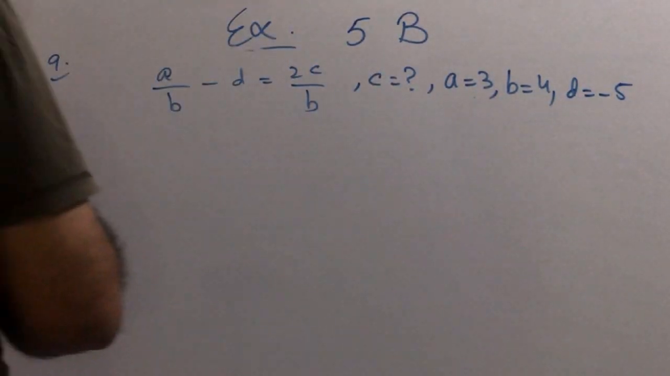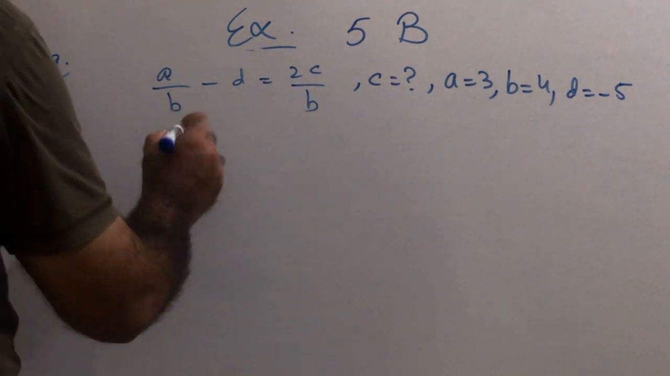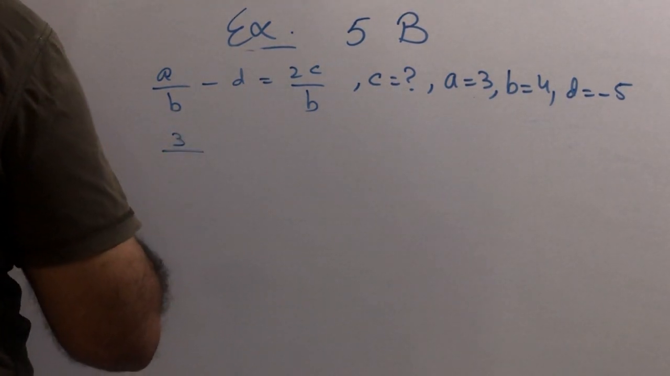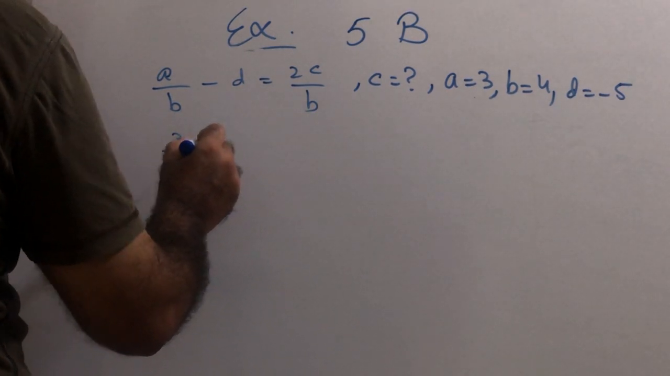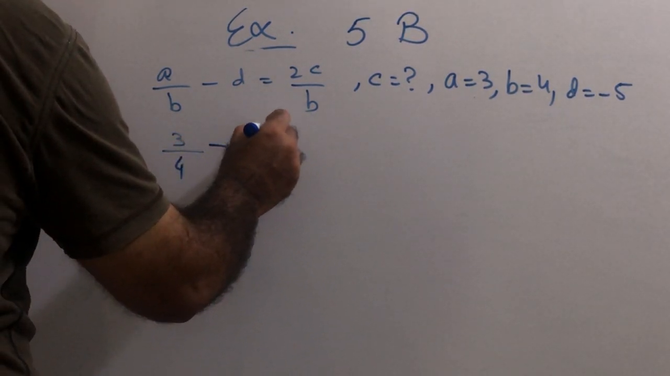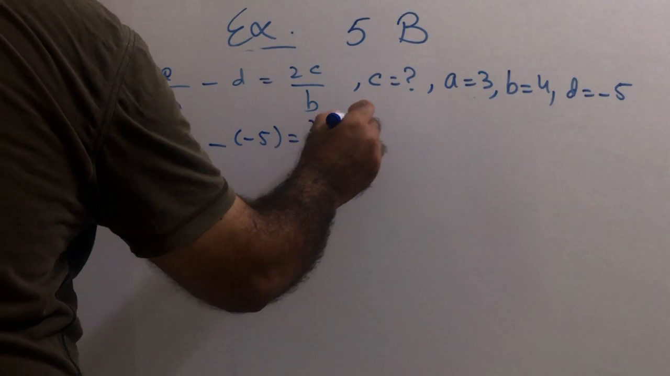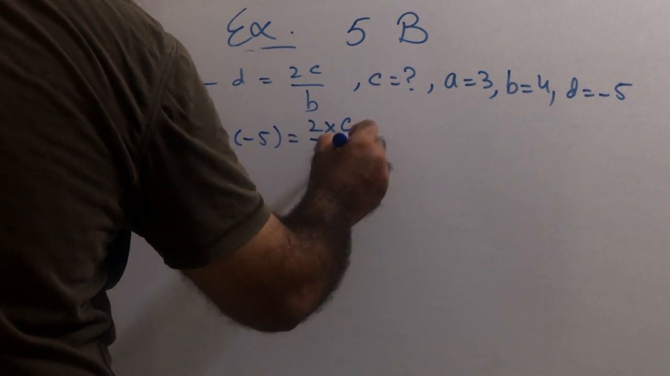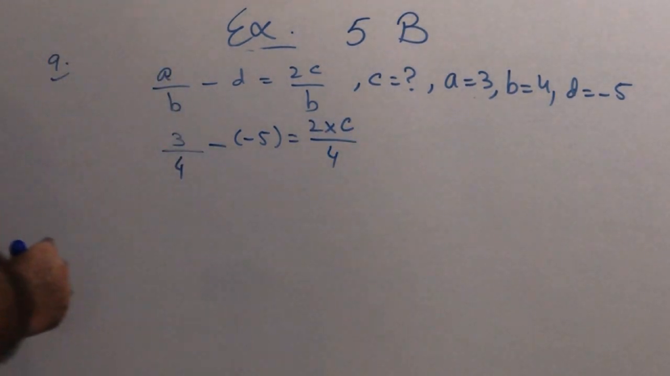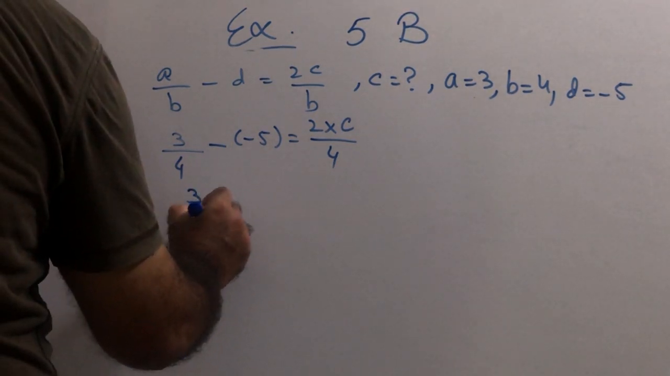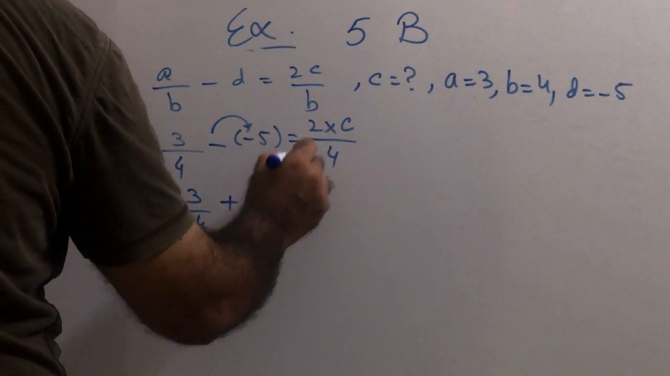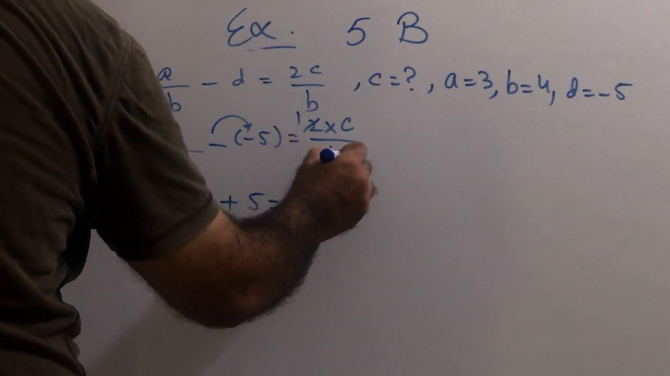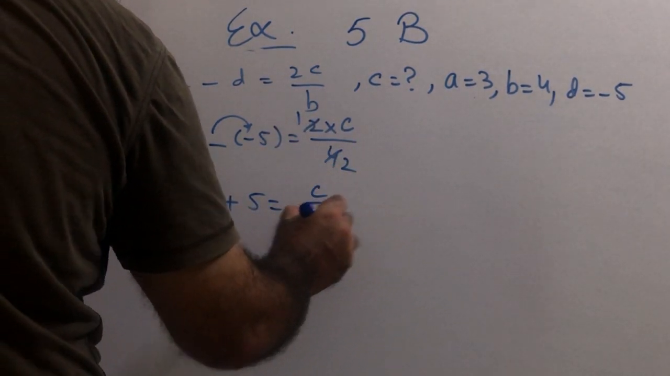So we will just put in the values. A is given as 3, B is given as 4, minus D is given as minus 5. 2 into C, we need to find C. B is given as 4. First of all, 3 over 4 minus minus, it becomes plus 5. We'll simplify. 2 ones are 2, 2 twos are 4, it becomes C over 2.